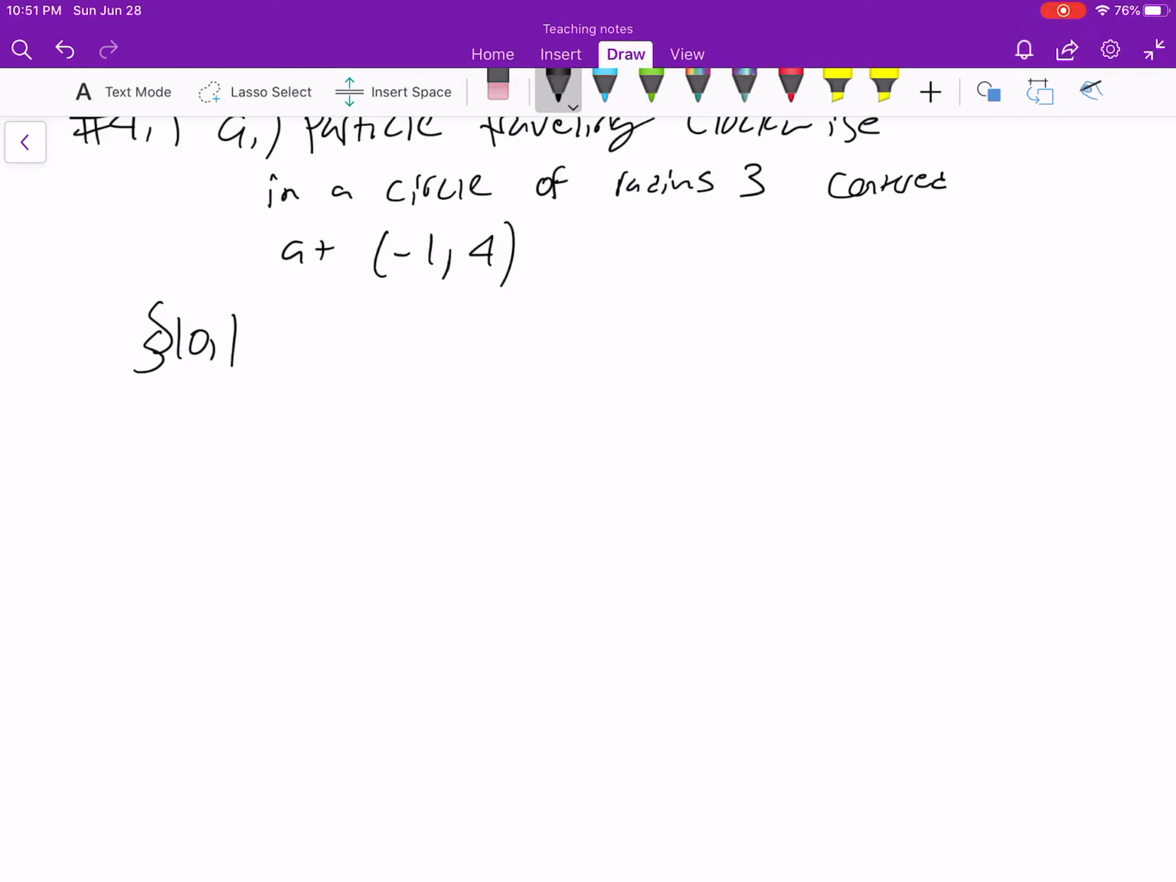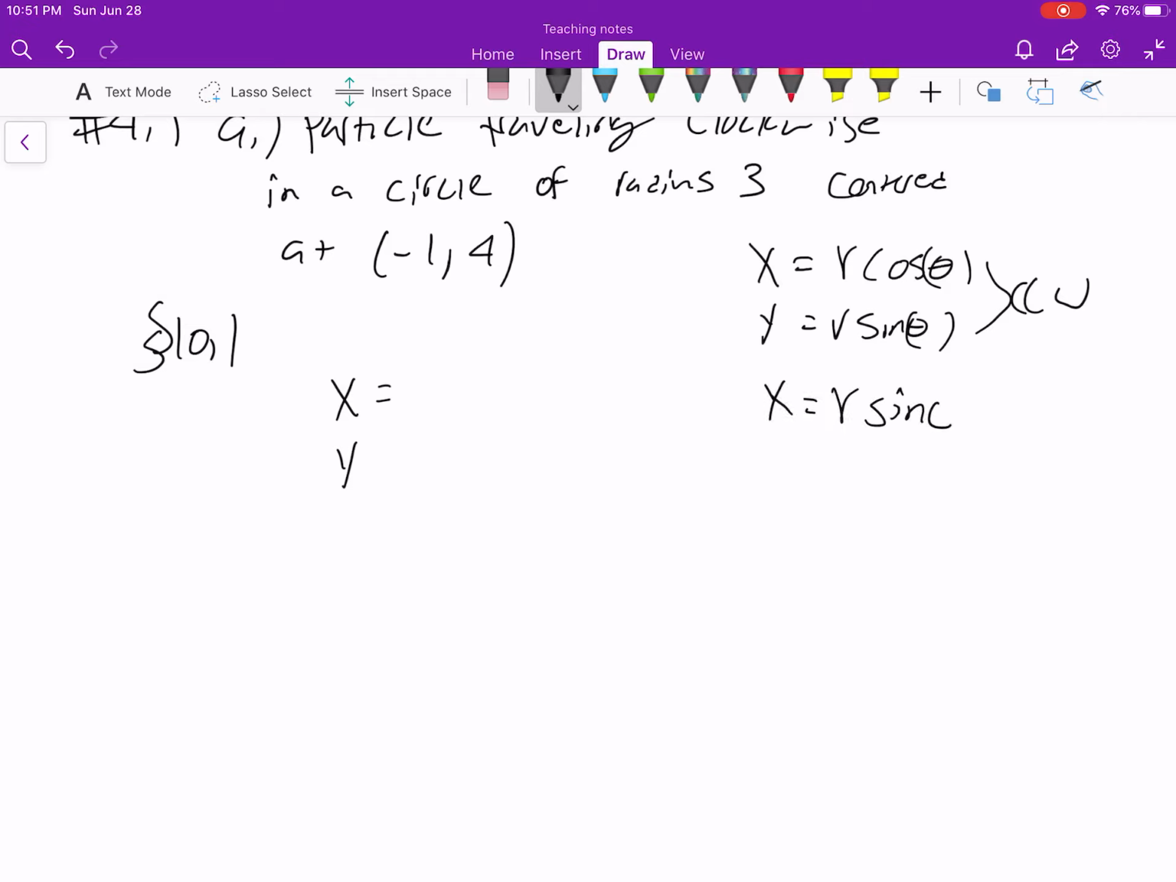So for the clockwise, let's do x and y. Circle of radius 3. Remember, for the radius it's going to be r cos theta, r sine theta. This is counterclockwise, CCW. So to get clockwise, what you can do is just flip the sine and cosine. That's one way of doing it.